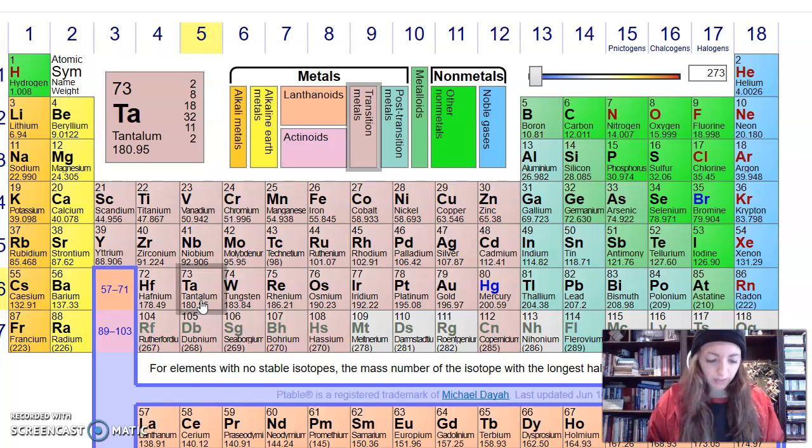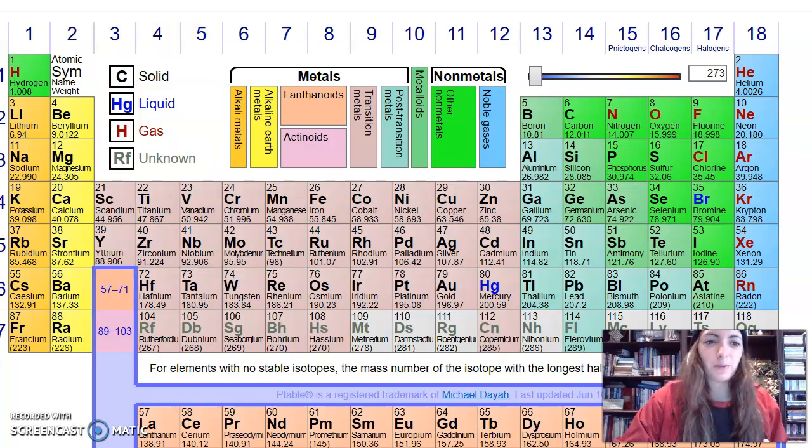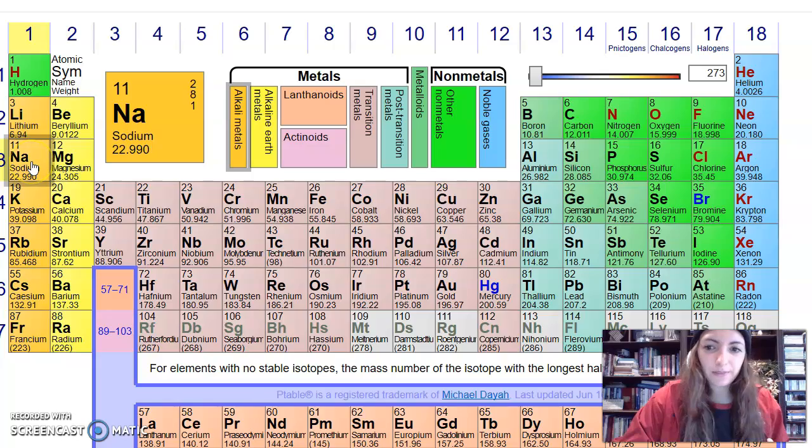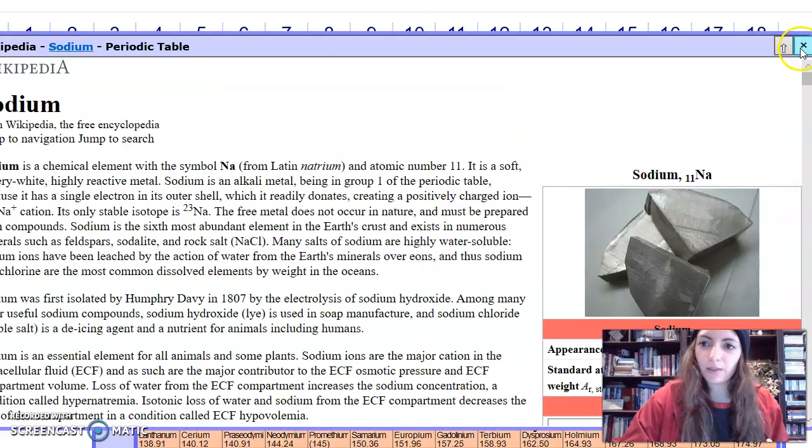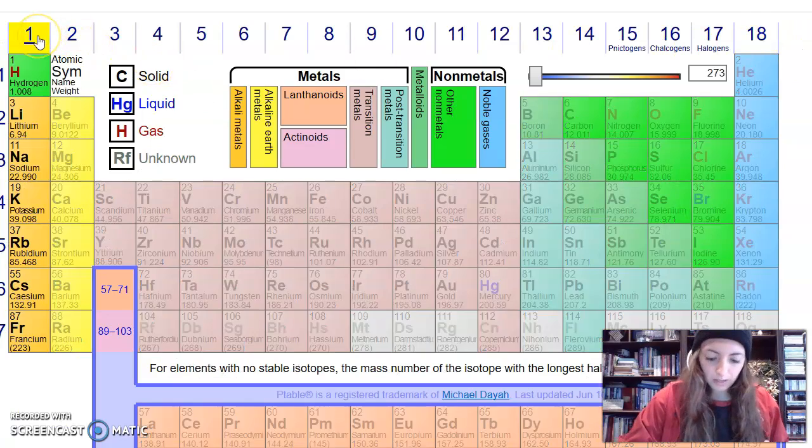So our last one is sodium, so Na. We're trying to find where Na is on our periodic table. So here's Na right here, and it is in group 1. So sodium is in group 1, and if you recall from earlier, what is group 1 called? Those are called our alkali metals.